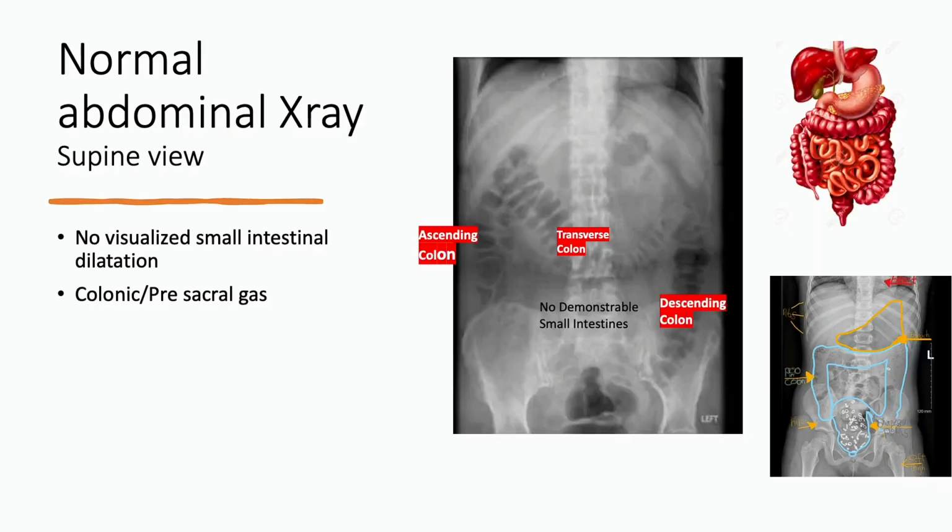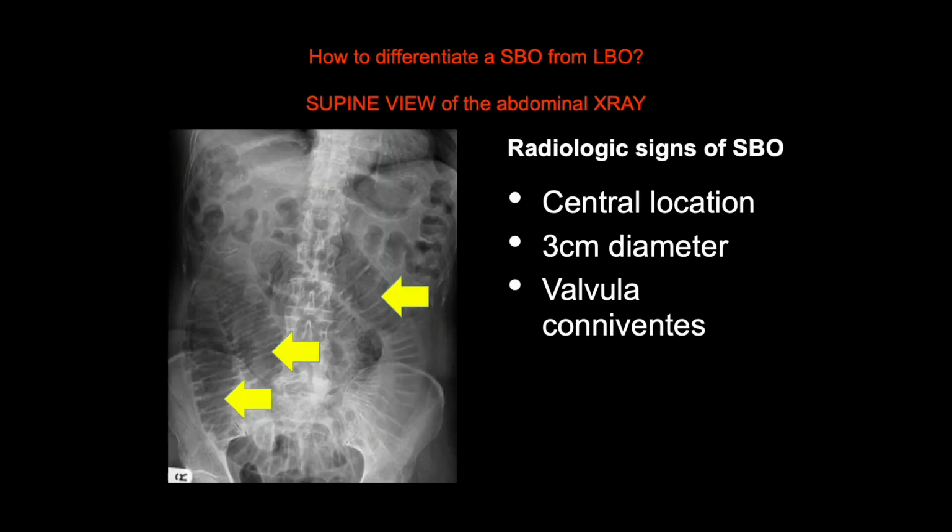In a normal individual, the abdominal X-ray findings should not demonstrate or visualize any small intestines. Only the colon with fecal and gas contents can be seen. To differentiate small bowel obstruction from large bowel obstruction, we interpret the supine view of the abdominal X-ray.